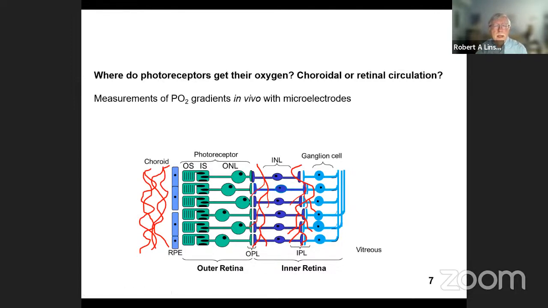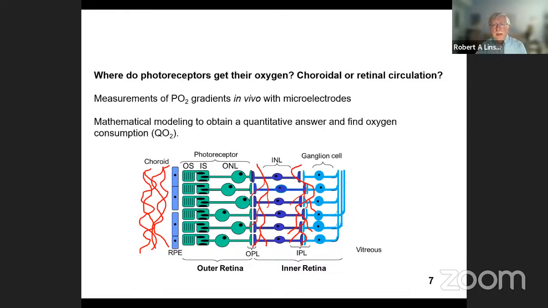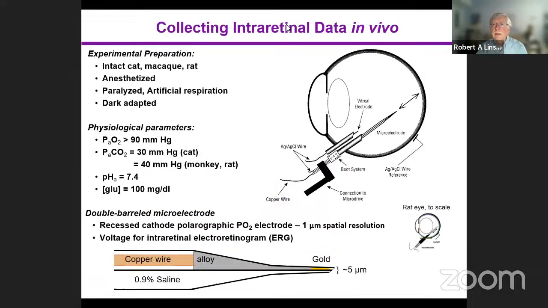So what we've done is to make measurements of oxygen gradients across the retina in vivo with microelectrodes. And then we've done mathematical modeling to obtain quantitative answers about how much oxygen is used and what its distribution is. And so this is the method slide to try to explain that in simple terms. We've done experiments in cats and monkeys and rats, relatively few monkeys, mostly cats, and in the last 10 or 12 years, rats. These are all anesthetized animals, and they're paralyzed and artificially respirated.